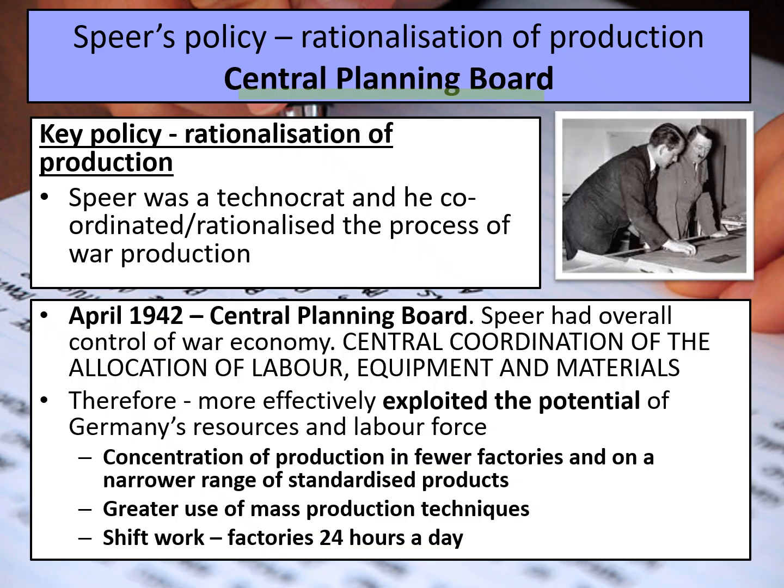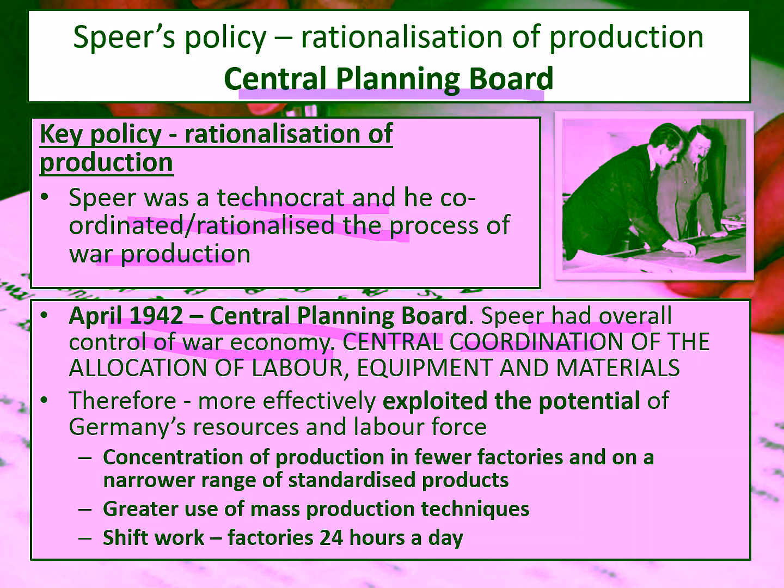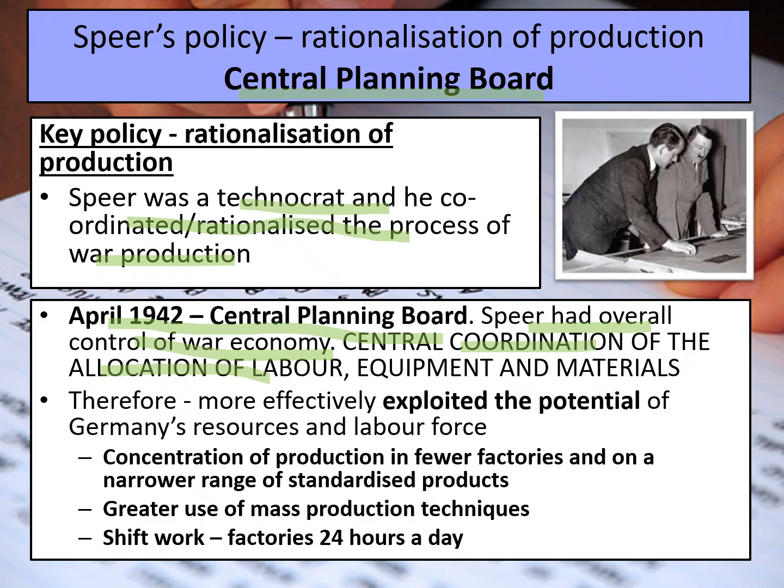Now, Speer was a technocrat and he managed to basically rationalise the process of wartime production and make it so much more efficient. In April 1942, this central planning board was introduced, and essentially Speer now had overall control of the wartime economy. He had complete central coordination of all the different aspects of the wartime economy, including the allocation of labour, whether that was men, women, or foreign labour. He was also able to control equipment and materials as well.